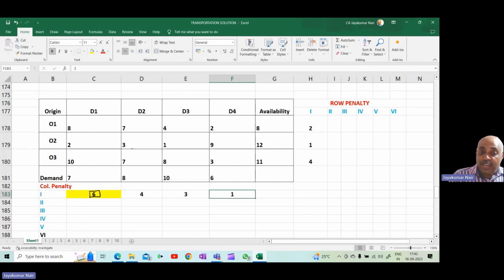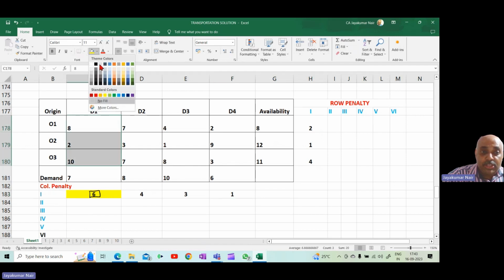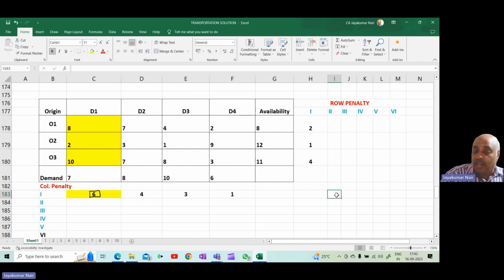So that means the allocation will be made to this particular column. In this particular column, when I make the allocation, see which is the least cost cell. The least cost cell is 2, so I will be transporting goods to this particular cell now.